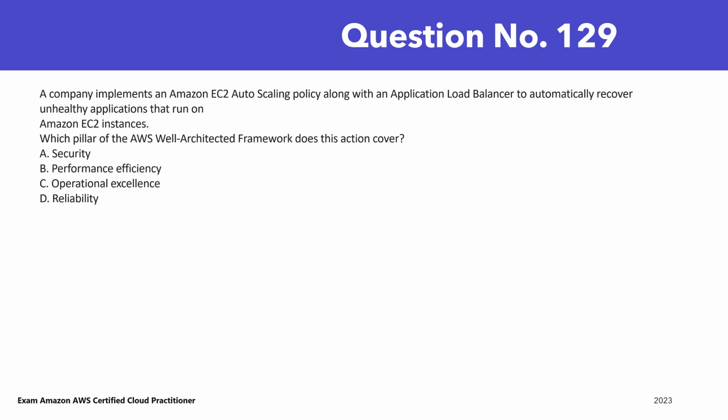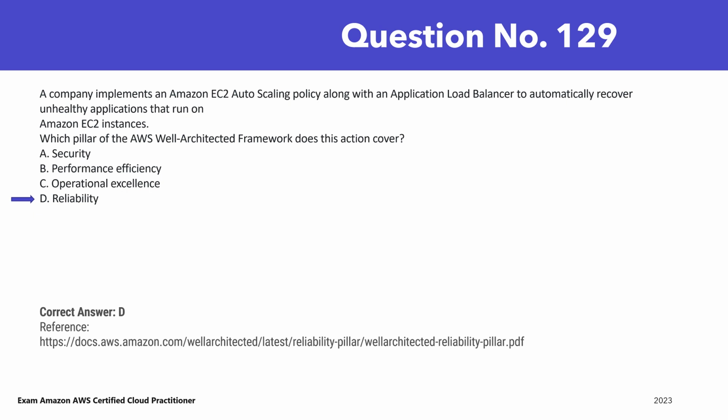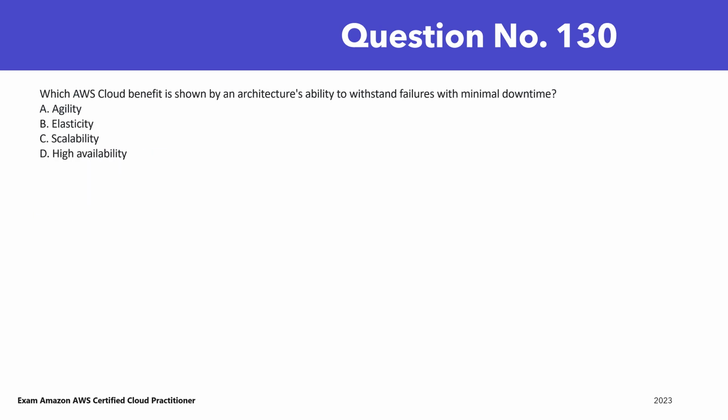A company implements an Amazon EC2 Auto Scaling policy along with an Application Load Balancer to automatically recover unhealthy applications that run on Amazon EC2 instances. Which pillar of the AWS Well-Architected Framework does this action cover? A. Security. B. Performance efficiency. C. Operational excellence. D. Reliability. Correct answer, D.